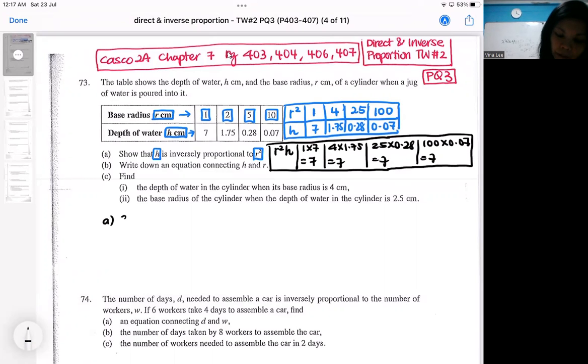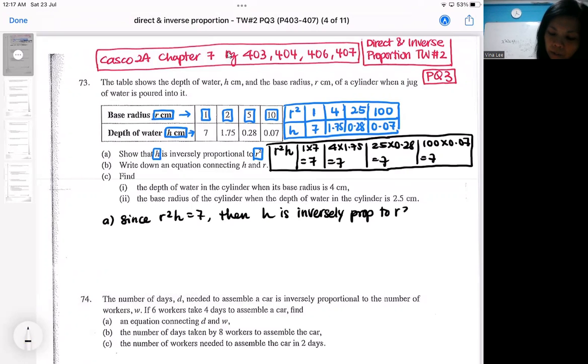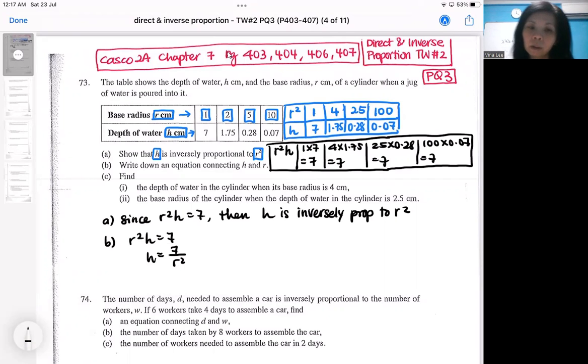So I can explain: since R squared times H is always 7, then H is inversely proportional to R squared. And that also helps you with your second part. You will have gotten the equation. This is like a formula relating the height of the water and the radius. And you can subsequently use this for your part C.